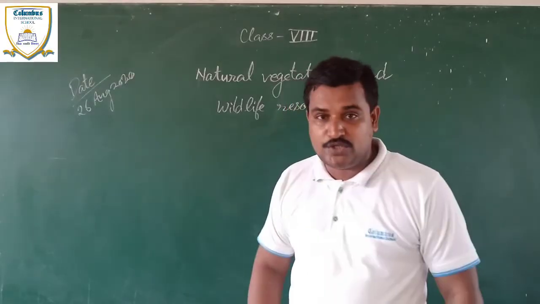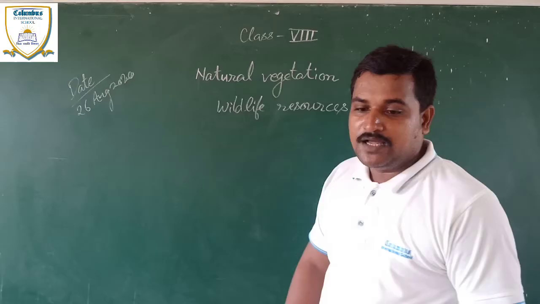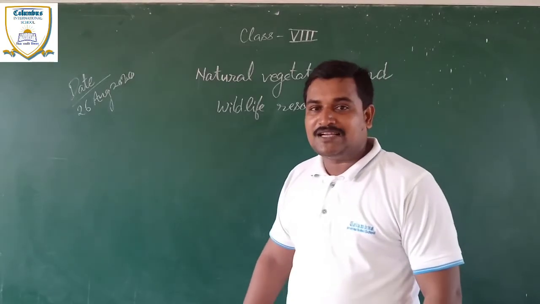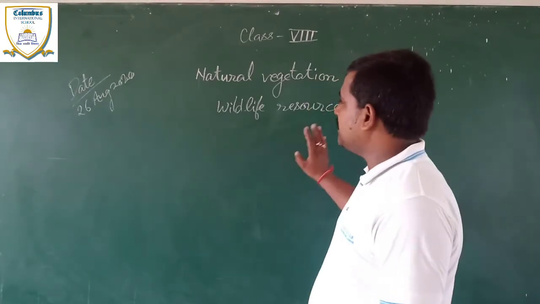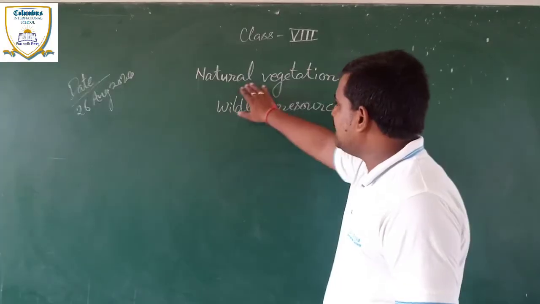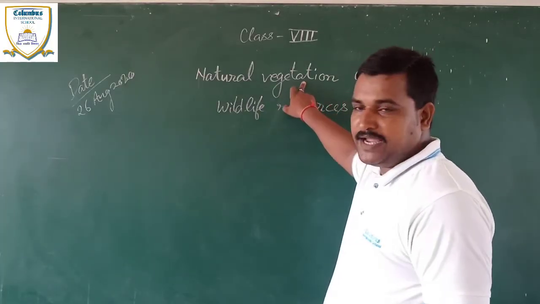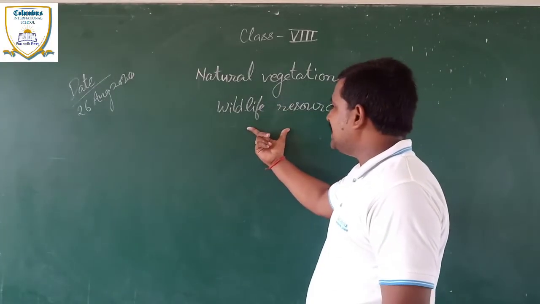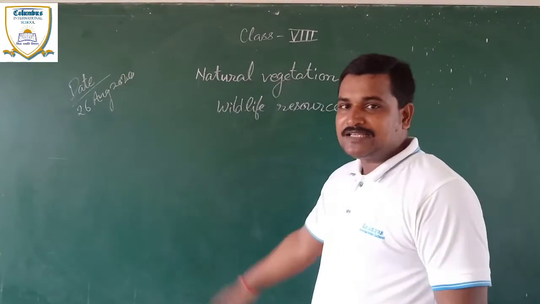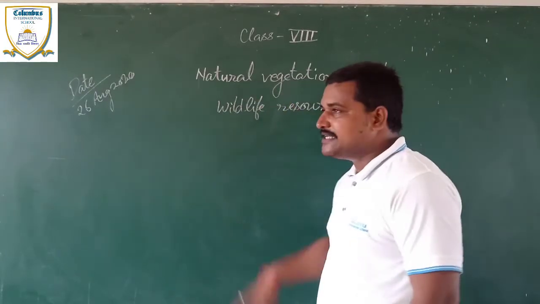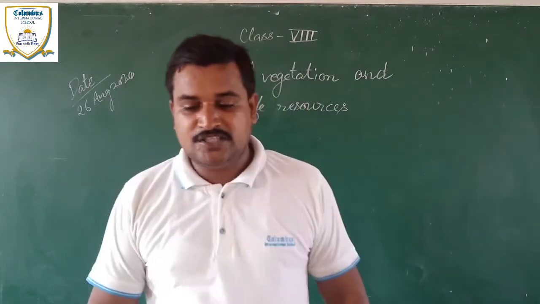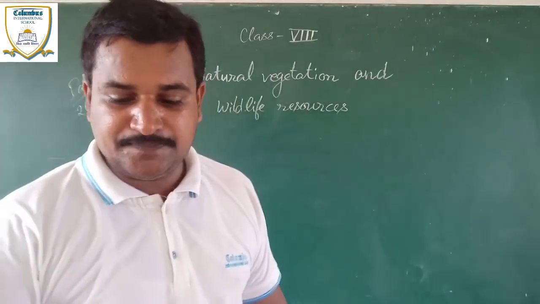Third chapter of geography, and that chapter is natural vegetation and wildlife resources. In this chapter, we are going to know what natural vegetation is and what wildlife resources are. So let's start with the first topic, that is, what is natural vegetation. See from your book, page number 23.